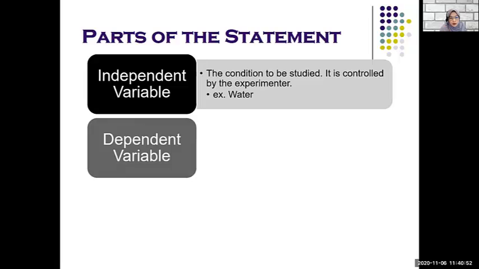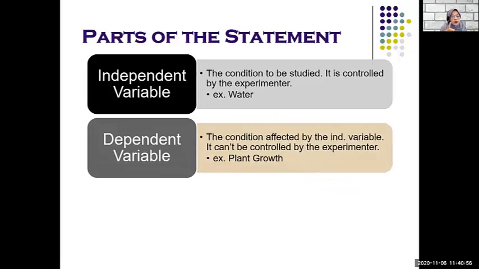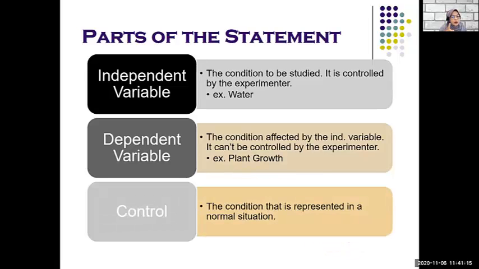For example, water. Dependent variable: the condition affected by the independent variable. It can't be controlled by the experimenter. The control is the condition that is represented in a normal situation.